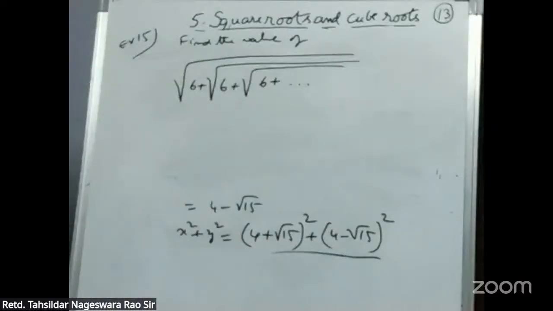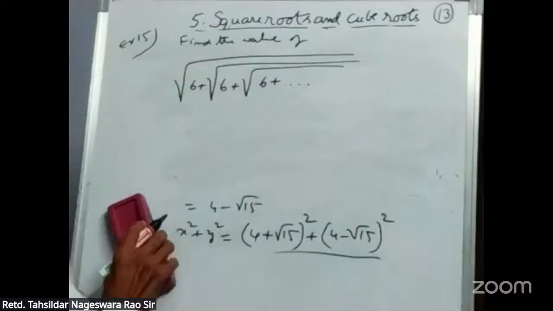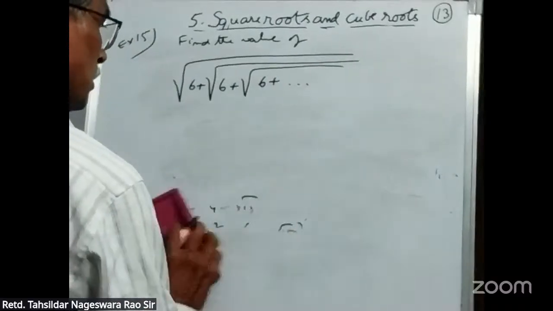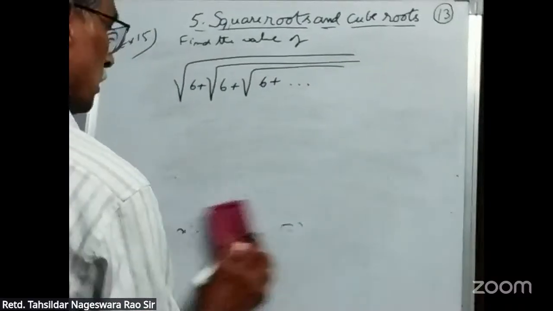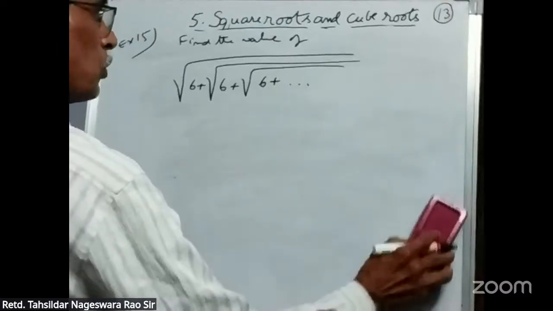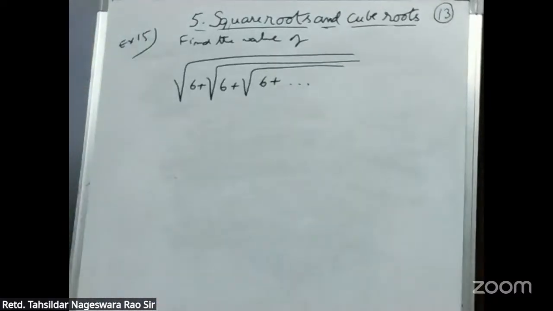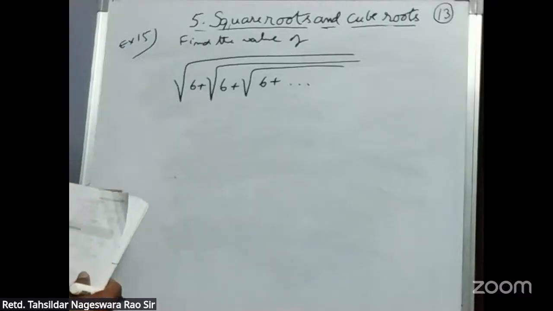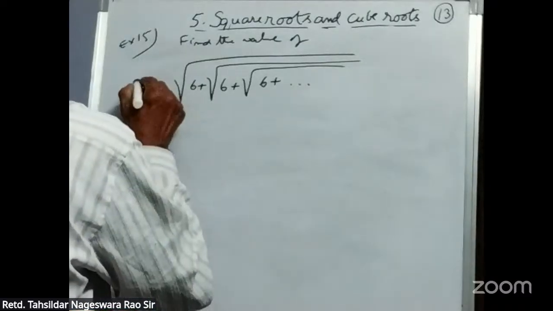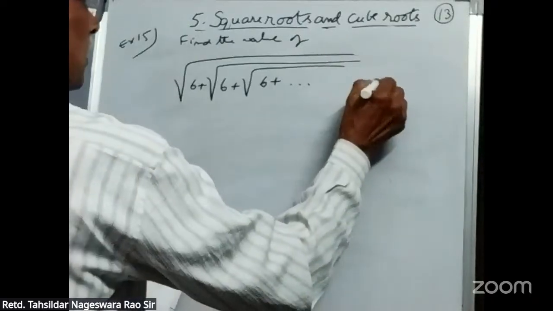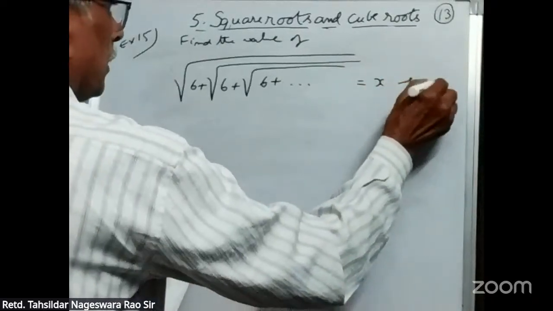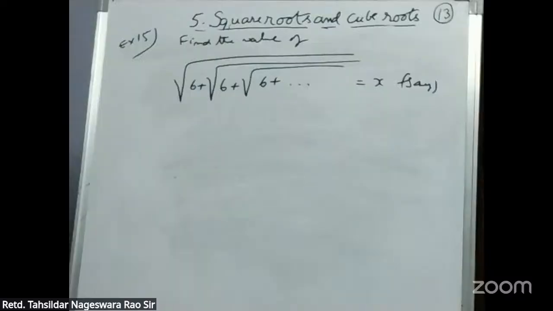How to find this value? The number 6 will be continued forever. How to simplify this? To some extent, this is an approximation. Let this be x, say. The whole expression is taken as x.